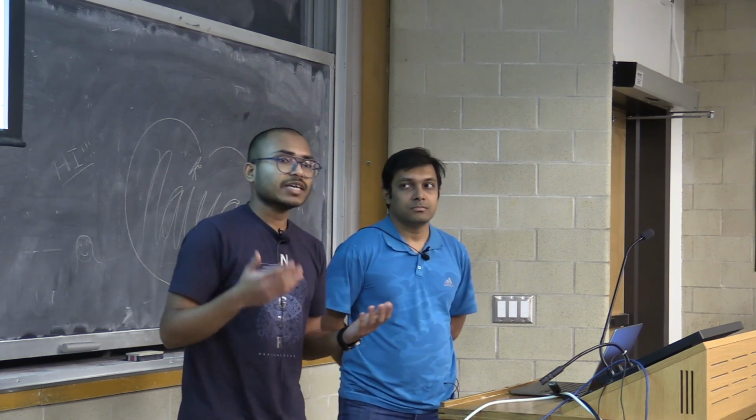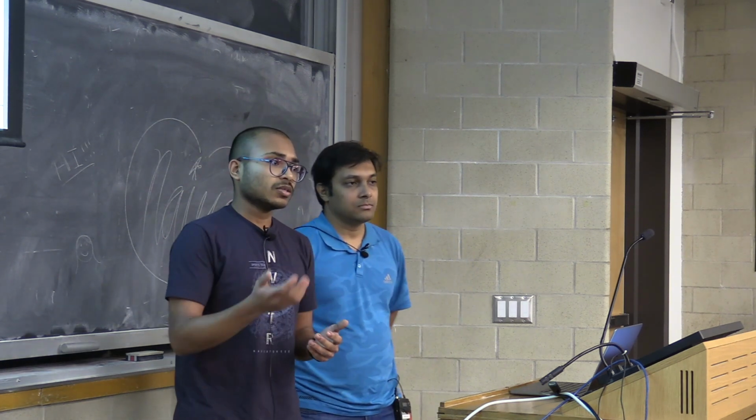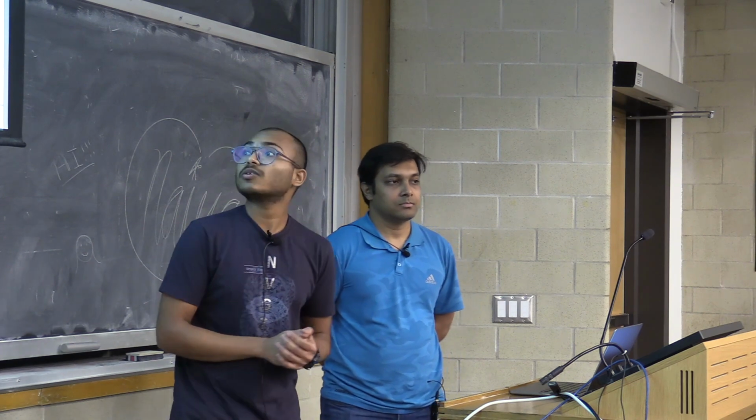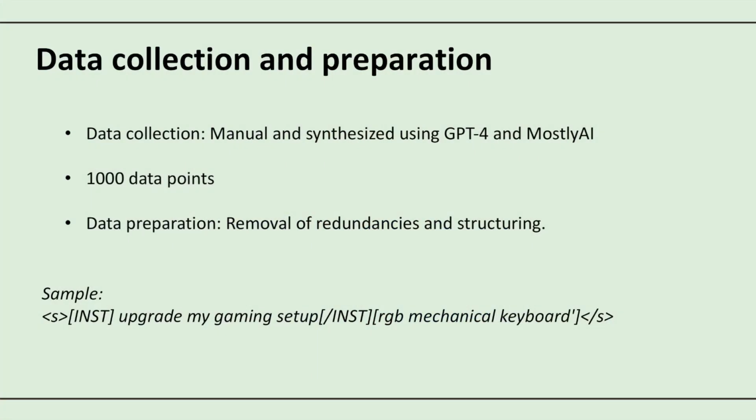We also wanted to see if we could train the Llama 2 model on the free version of Google Colab. Coming to the data, our gathered data set was a mix of data collected manually and data synthesized using GPT-4 and the tool Mostly AI. We collected 1,000 data points, and this data had a lot of repetitions and redundancies. So we cleaned it of these redundancies and structured it so that the model could be fine-tuned on it. This is a sample of one data point, which has the user description along with the relevant product.